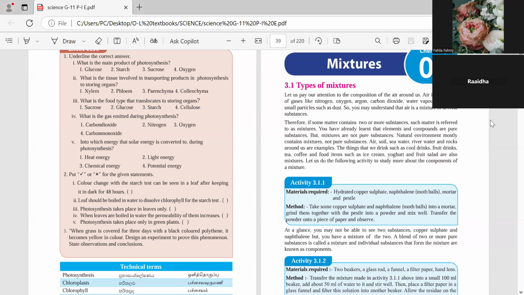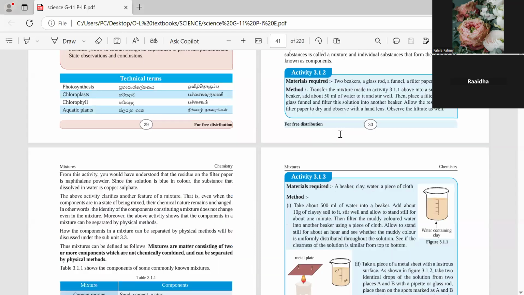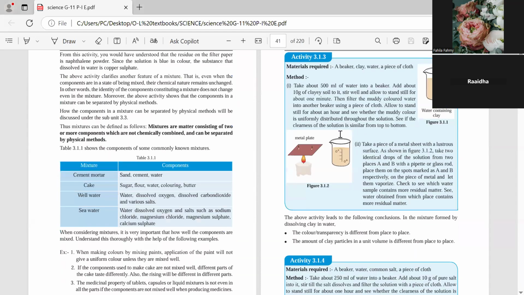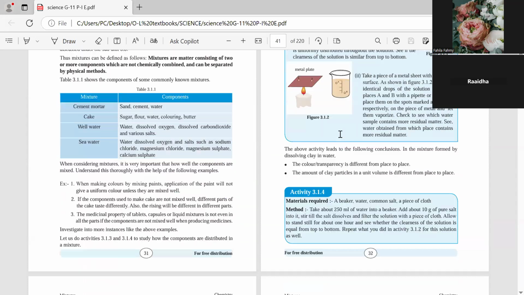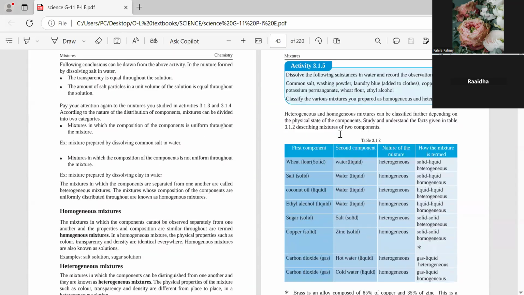So first of all, you will be learning about types of mixtures. You can see, under types of mixtures, there are several types, either homogeneous or heterogeneous mixtures, right? So we'll be learning about that. You can see the words homogeneous and heterogeneous.